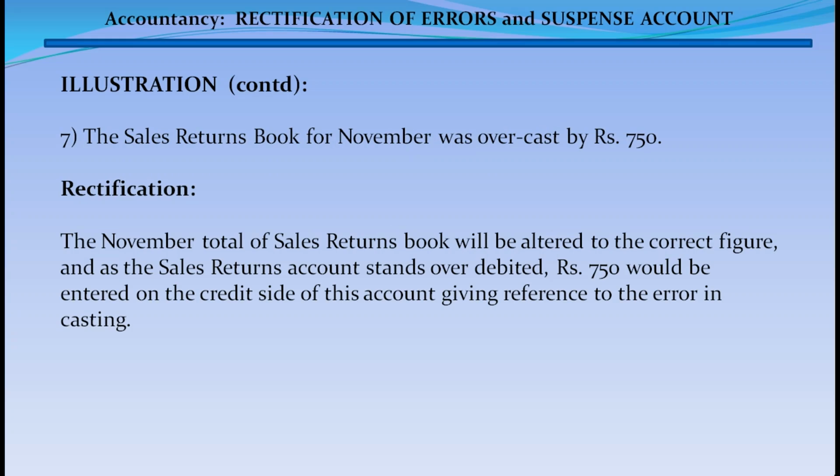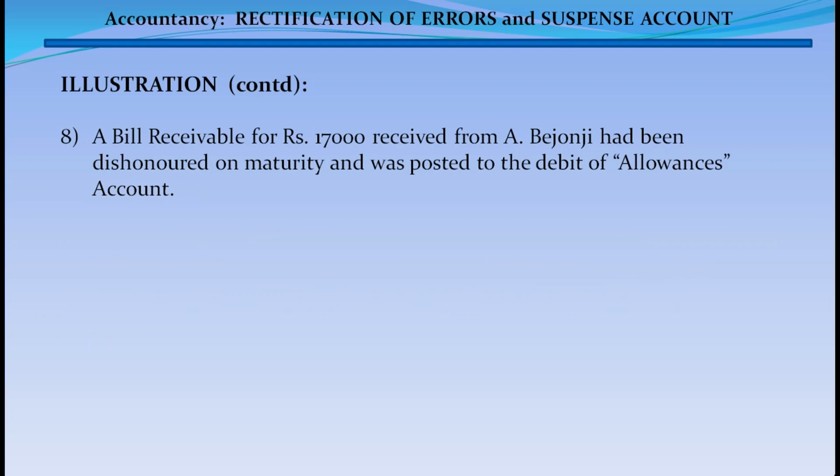7. The sales returns book for November was overcast by rupees 750. Rectification. The November total of the sales returns book will be altered to the correct figure, and as the sales returns account stands over debited, rupees 750 would be entered on the credit side of this account, giving reference to the error in casting. 8. A bill receivable for rupees 17,000 received from A.